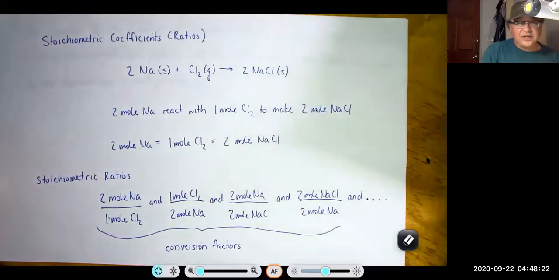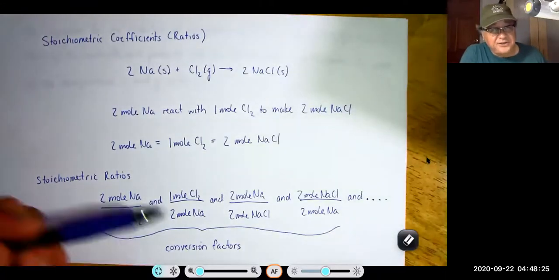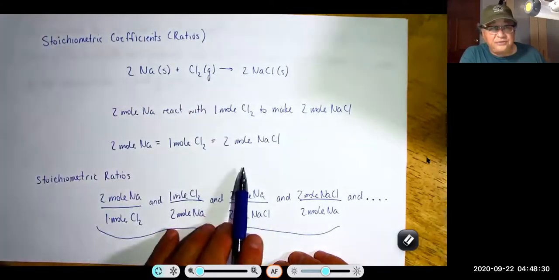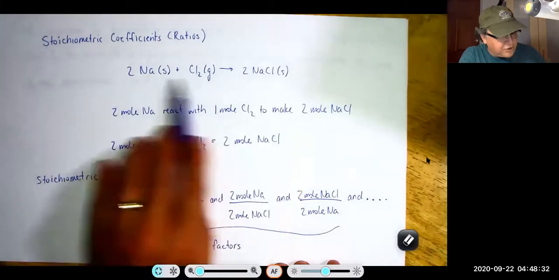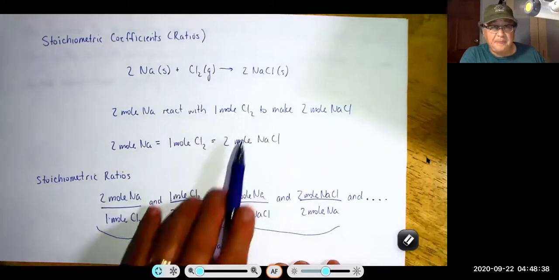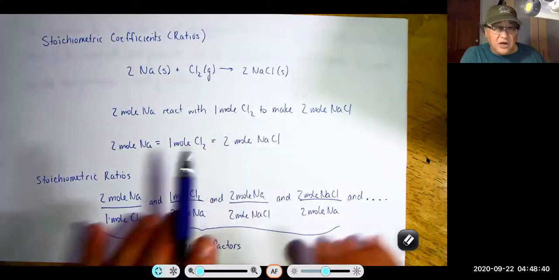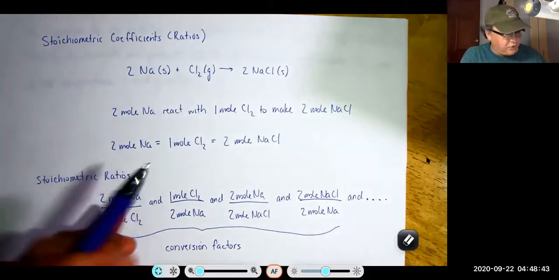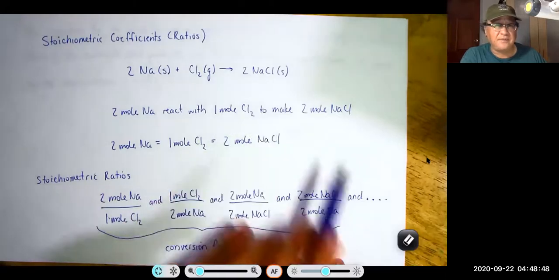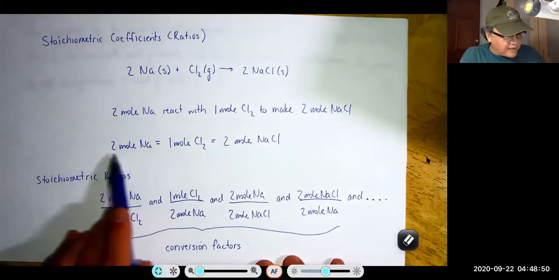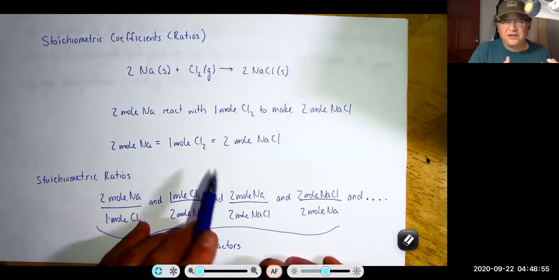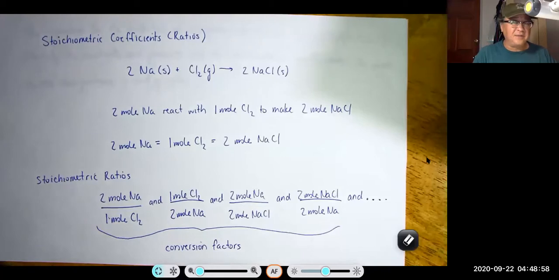So let's look at stoichiometric coefficients or stoichiometric ratios. So when we write out this balanced reaction, 2 sodium plus 1 chlorine gives you 2 sodium chloride. The way we normally talk about this is in a mole ratio. So 2 mole of sodium react with 1 mole of chlorine to make 2 mole of sodium chloride. And this is the equality. So when I write 2 mole of sodium equals 1 mole of chlorine, I know that sodium and chlorine aren't the same, but this is like a recipe.